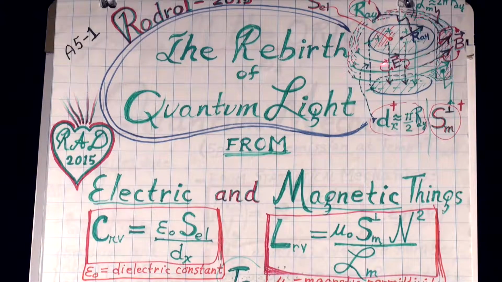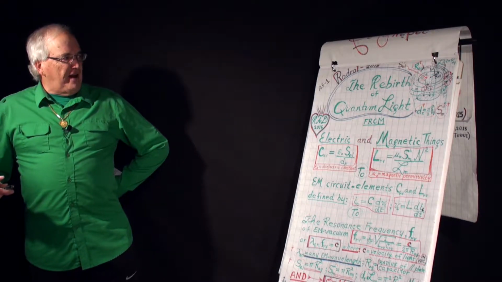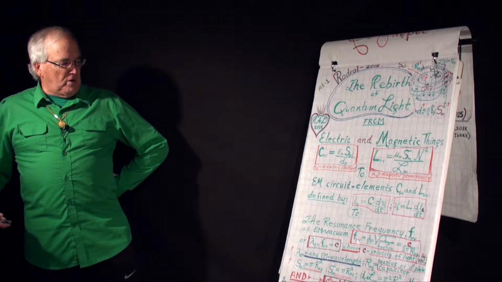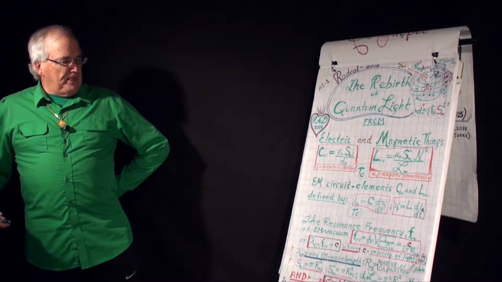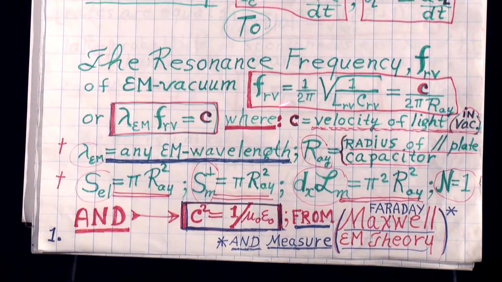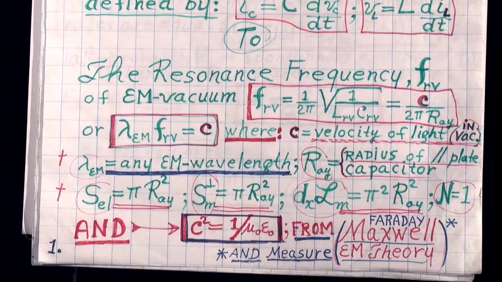So roughly I'm going to mention the resonance of this parallel plate capacitor, as we call it, and the inductance of the vacuum space just around the capacitor. The resonance frequency between the capacitor and the vacuum inductor is given by the formula: the square root of the inverse of inductance multiplied by capacitance, divided by 2 pi.